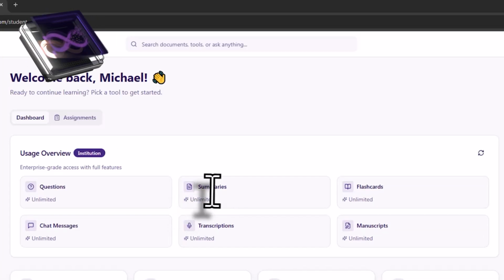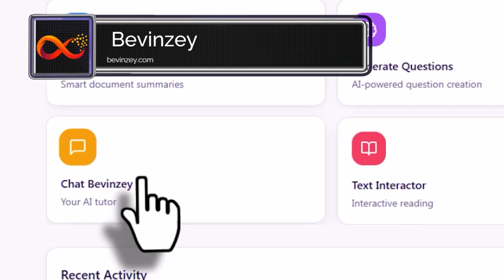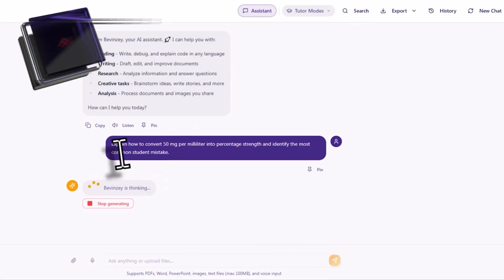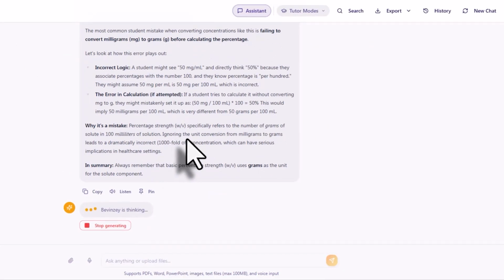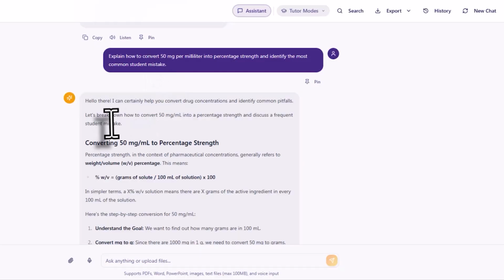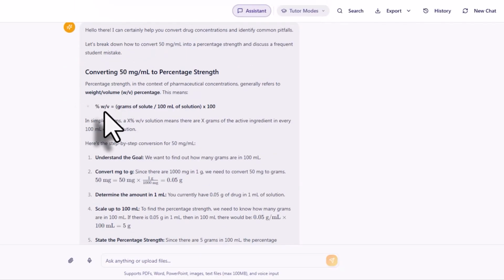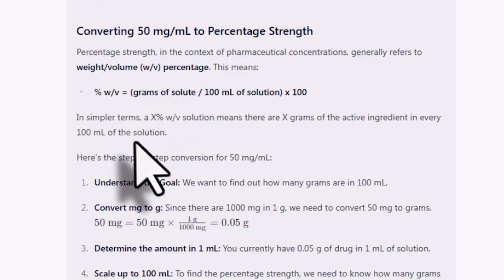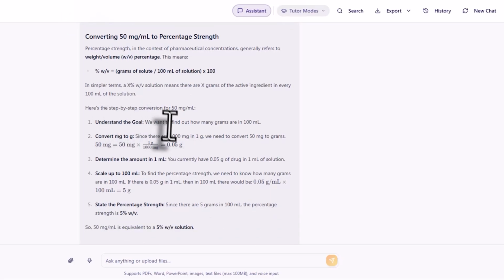And this is where, as a student, I will use BVinci. So I'll just go to the chat right there and put in the prompt. As you can tell, based on the prompts, we ask for the most common mistakes. As you notice, it starts off with even the definition as well, and that's exactly what we went through, the amount of grams in 100 mL of the solution. And it gives you step-by-step what to do, and we can go through that on the blackboard in a minute.